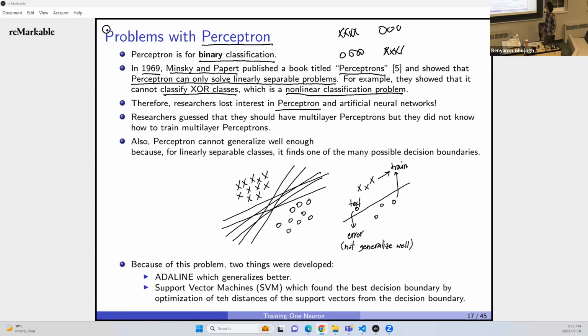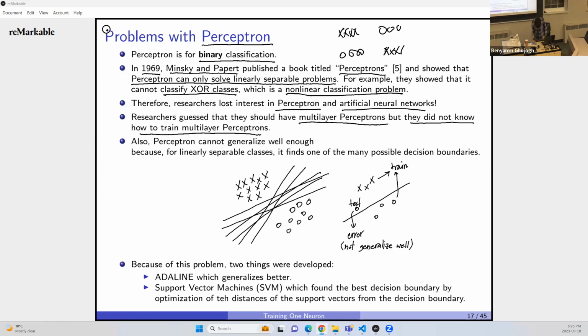They understood that they hadn't solved AI yet with artificial neural networks. Researchers guessed that they should have multi-layer perceptrons. So how to tackle this problem of solving nonlinearly separable classes? Let's stack several linear classifiers, linear perceptrons. Maybe it becomes powerful enough to handle nonlinearly separable classes. They did not know how to train the multi-layer perceptrons.